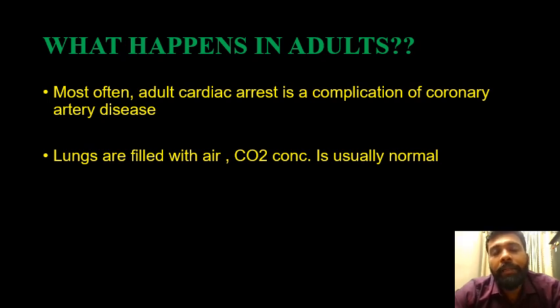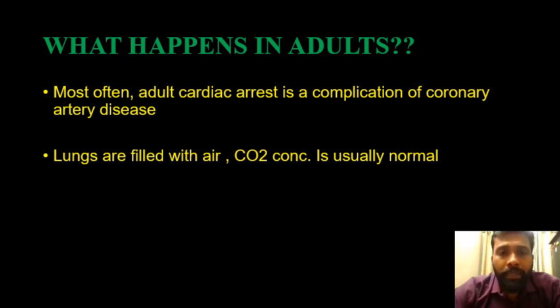For a deeper and mandatory understanding of newborn resuscitation, we need to know what happens in adults. Most often, an adult cardiac arrest is a complication of CAD, that is coronary artery disease. It is caused by sudden arrhythmia that prevents the heart from effectively circulating blood to the system. As the blood flow to the brain decreases, the adult victim loses consciousness and stops breathing. At the time of arrest, the adult victim's blood CO2 and blood oxygen content is relatively normal, and the lungs remain filled with air.